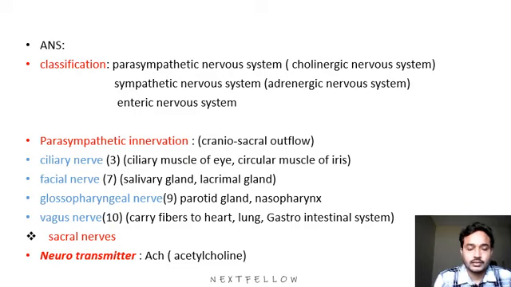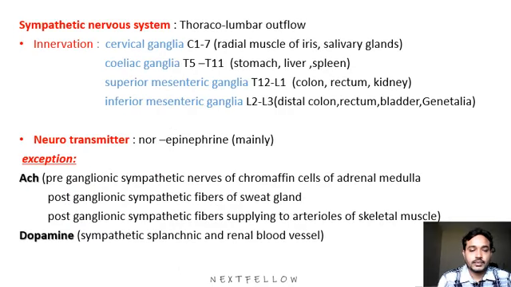So here the main neurotransmitter is acetylcholine. That's why we call it a cholinergic nervous system. Next, coming to the sympathetic nervous system. The sympathetic nervous system is a thoracolumbar outflow.